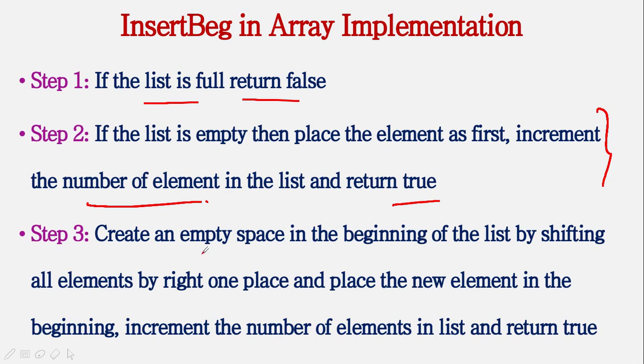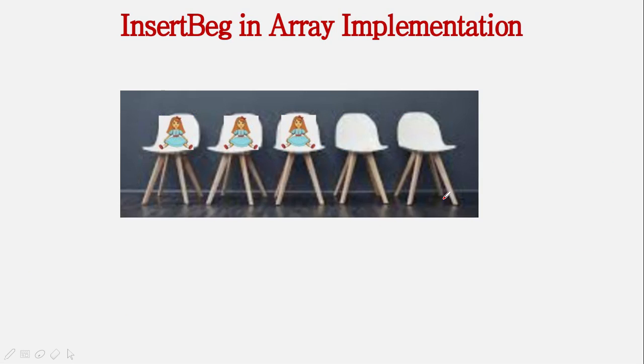And what is step number 3? If there are already a few elements and you are going to insert the new element at the beginning of the list, what should be done? You have to create an empty space at the beginning of the list by shifting all elements right by one place. Shift one place right, place the new element at the beginning, and increment the number of elements in the list. We should always remember to increment the number of elements in the list, then only our algorithm will work.